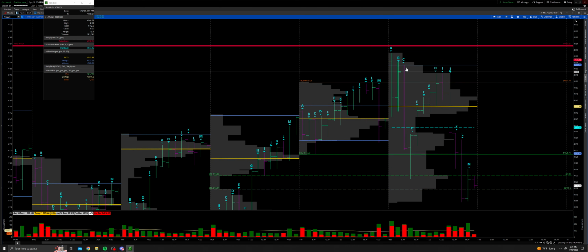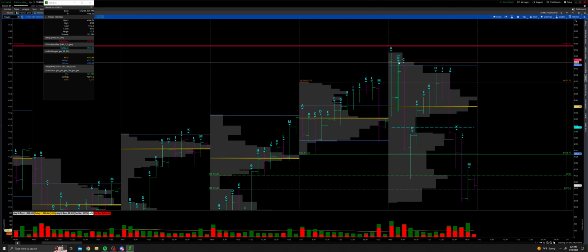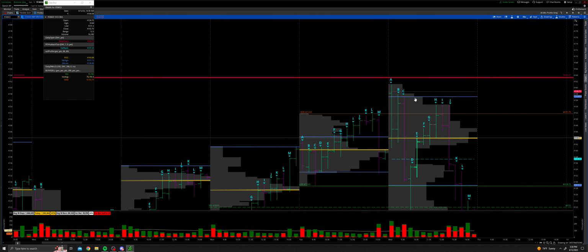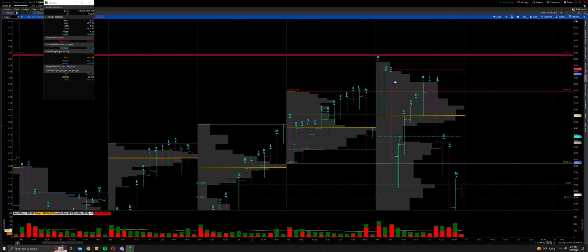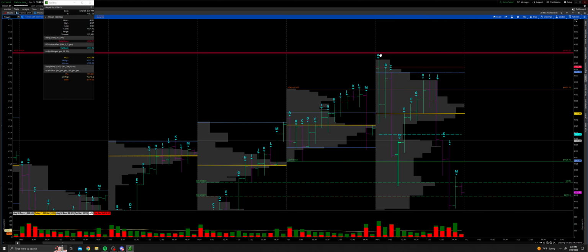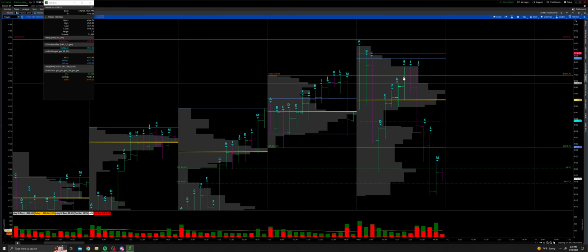But the big nuance here for me was the fact that we had the overnight low and the initial balance low, and we had held the opening earlier in the day. So I did not think that the sellers wanted to give this market up just yet. We were rejecting our balance high.